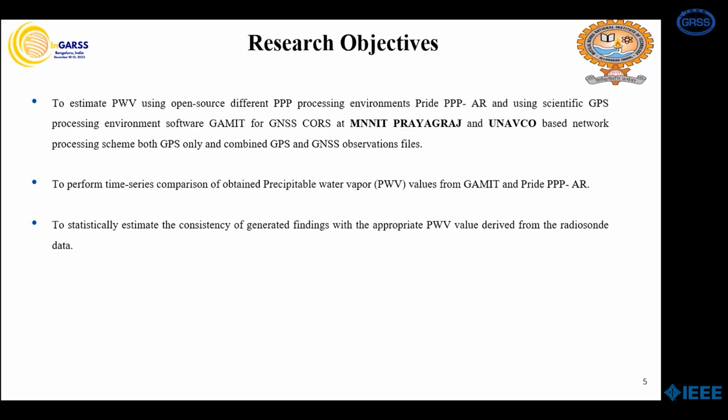These are my research objectives. First, to estimate PWV using the open source PPP processing software environment, RTKLIB PPP, and using the scientific GPS processing software GAMIT for GNSS CORS at MNNIT Prayagraj and a UNAVCO-based network processing scheme, with both GPS-only and combined GPS and GLONASS observation files. Second is to perform a time series comparison of the obtained PWV values for GAMIT and RTKLIB PPP. And third is to statistically estimate the consistency of the findings with the appropriate PWV values derived from the radiosonde data.